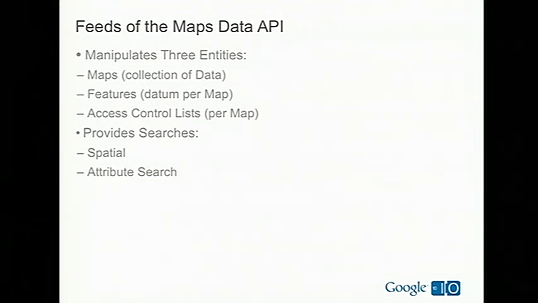And one of the most important is spatial search. And we also allow attribute search. Spatial search will allow you to search for a bunch of features within a given radius, or a bounding box, let's say a viewport on a map. An attribute search will allow you to search for your own particular data within that area.